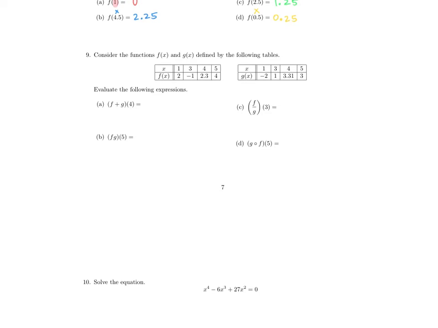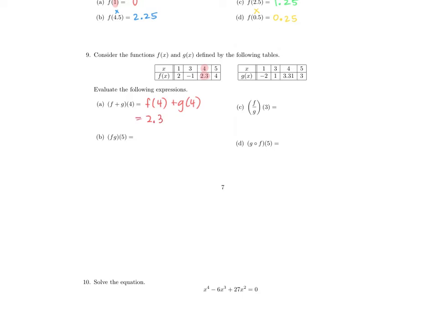All right, number 9. This is a little bit different. They're giving you a chart. So consider the functions f of x and g of x defined by the following tables, and then evaluate the following expressions. So for part A, this is the same as f of 4 plus g of 4. So what you want to do is go to the chart. X is 4. So when x is 4, f of x is 2.3. So this would be 2.3.